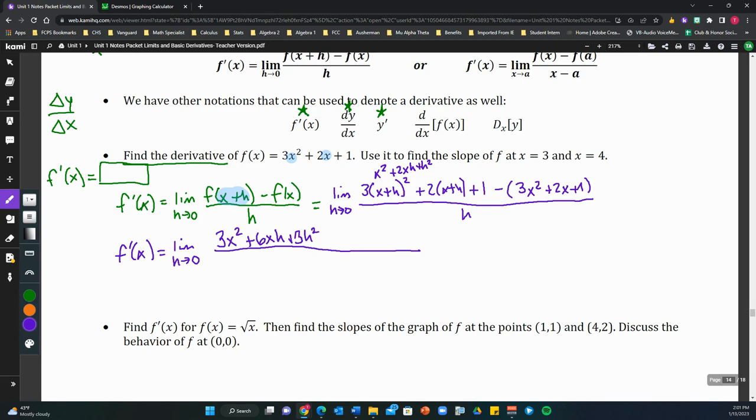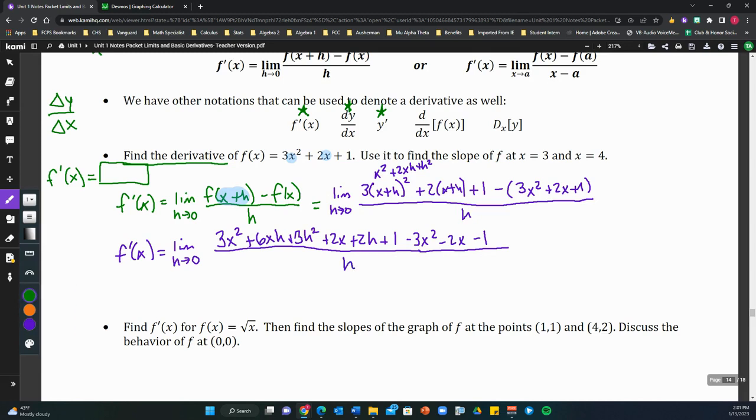Then distribute the 2 inside of here. So we have 2x plus 2h, and then plus 1. And then let's distribute the negative down into the second group. So minus 3x squared minus 2x minus 1, all over h.